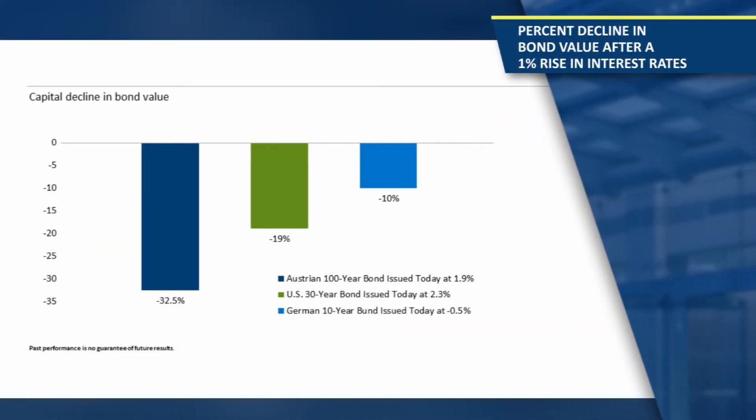Let's examine what happens to a bond's value if interest rates rise by 100 basis points. Here we compare the decline in value of the 30-year US Treasury, the 10-year German Bund, and the 100-year Austrian government bond. If we are near the lows in interest rates, cyclically or from a secular perspective, higher price volatility would seem inevitable.